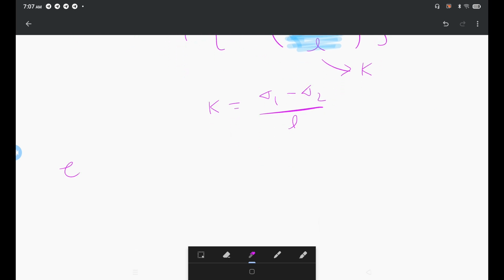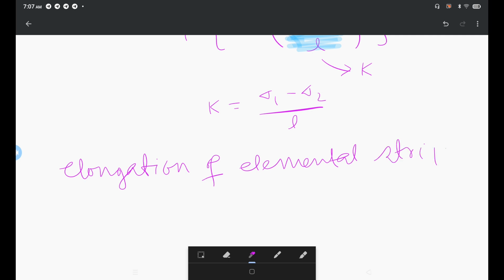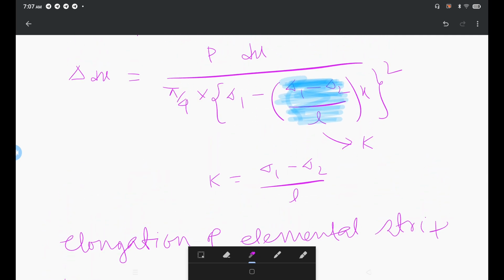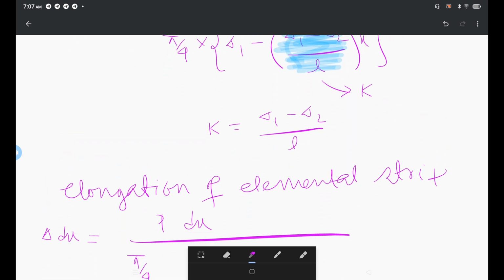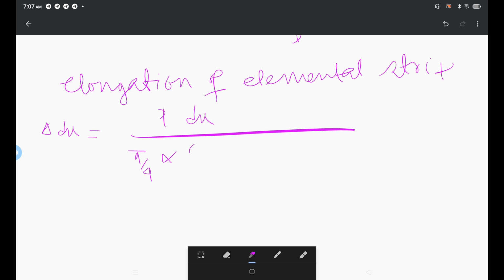So the formula for elongation of the elemental strip will be del dx is P dx upon pi by 4 into (d1 minus (d1 minus d2) upon L times x) whole square.